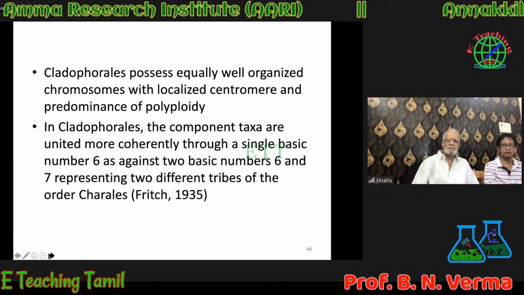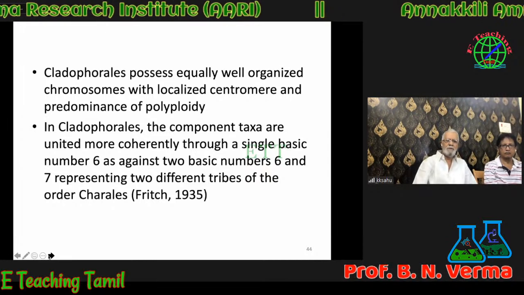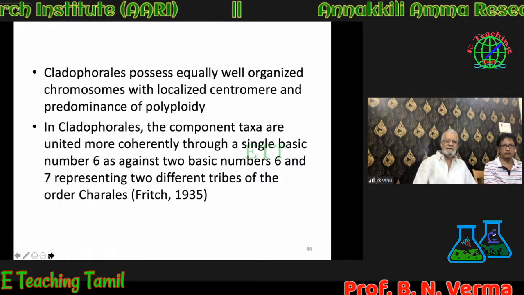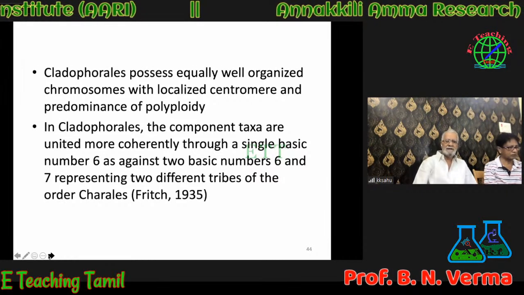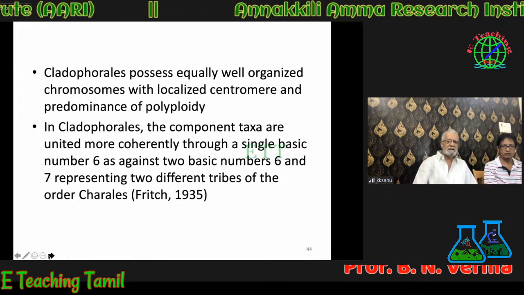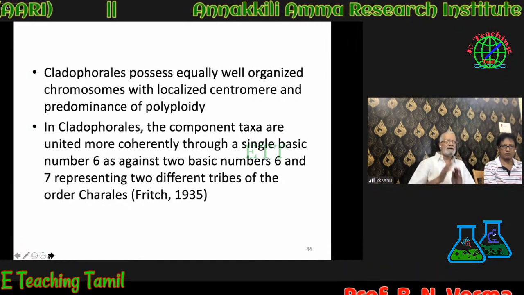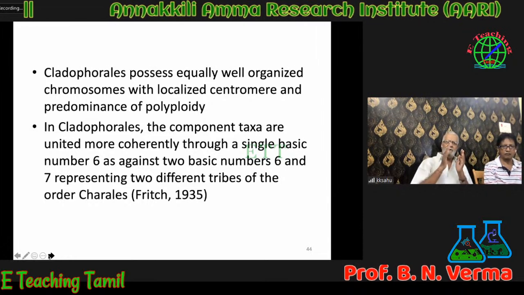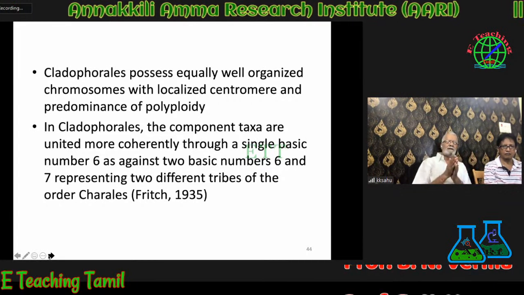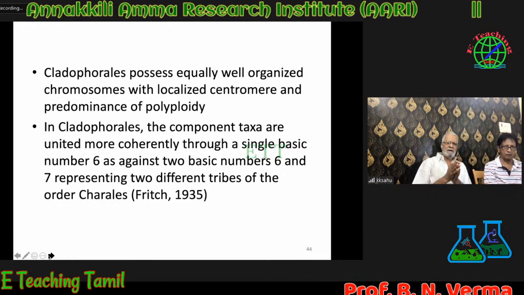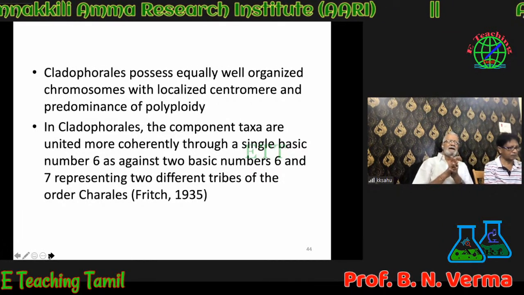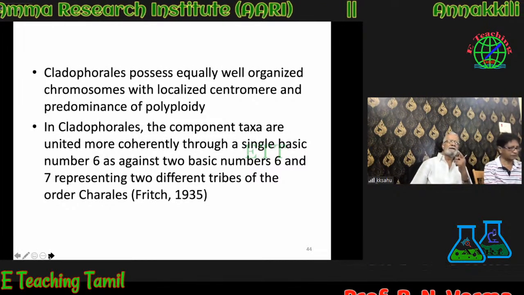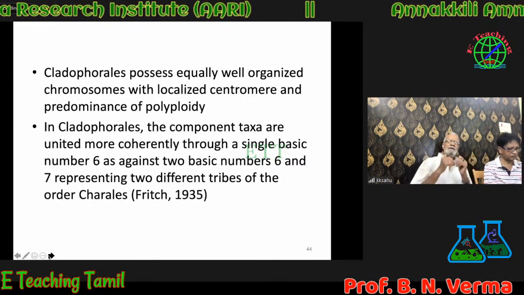Cladophorales possess equally well-organized chromosomes with localized centromeres and predominance of polyploidy. In Cladophorales, the component taxa are united more coherently through a single basic number, 6, as against two basic numbers, 6 and 7, representing two different tribes of the order Charales. If you take karyology as the basis of comparison, the Cladophorales is more stable, with all the genera knit together with a single basic chromosome number. But in the Charophytes, cytologically it is heterogeneous. Lychnothamnus has no aneuploidy, only distinct polyploidy.